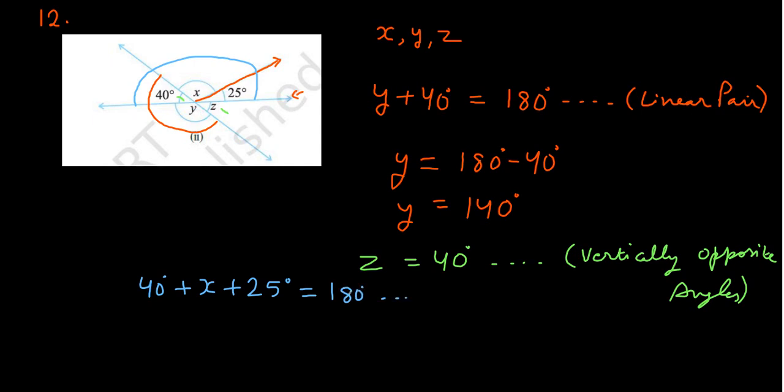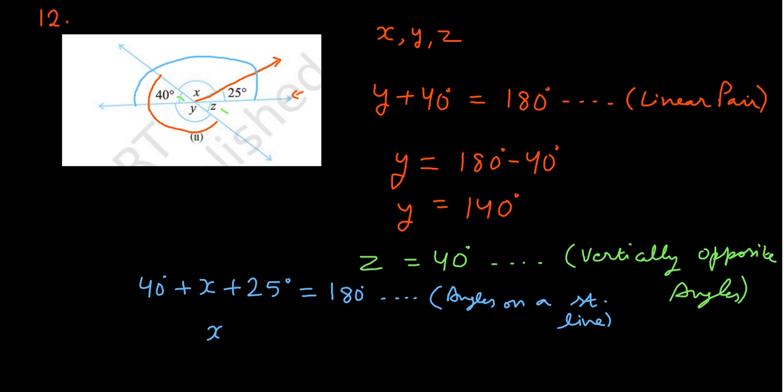Now here we will not be writing the reason as linear pair, because three angles are involved in this. We will not be writing the pair. We will be writing the reason as angles on a straight line, which is same as the sum of angles in a straight line is 180 degree. It is very similar with the linear pair, but because now we are dealing with three angles, so we will not be writing the word linear pair.